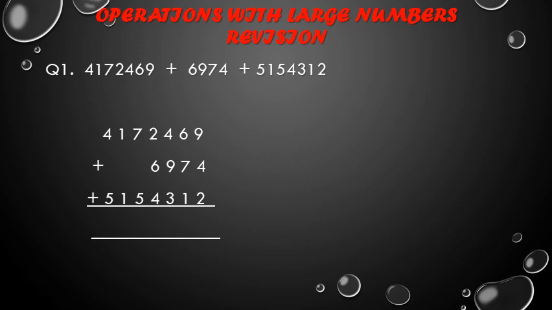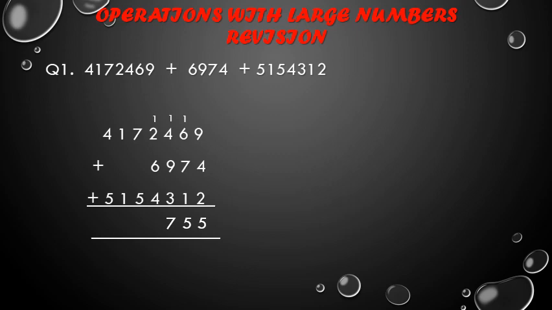We will arrange them in columns, and now we will start the addition, and we always start the addition from the ones place. So 9 plus 4 plus 2, it is 15, so 1 will carry to the tens place. Now 6 plus 1 plus 7 plus 1 is equal to 15. So again 1 will be carried to the 100 place. Now 4 plus 1 plus 9 plus 3 is equal to 17. So 1 will be carried to the 1000 place.